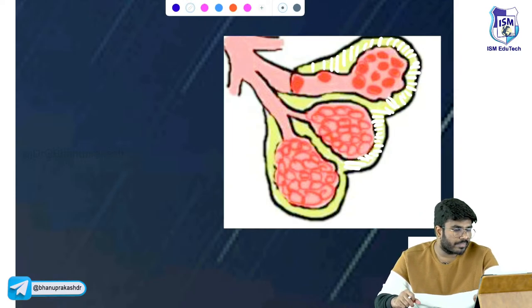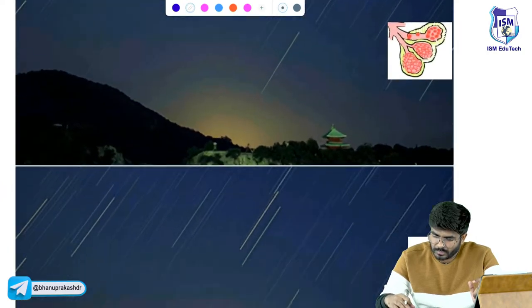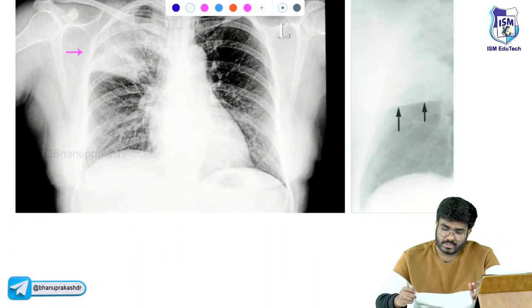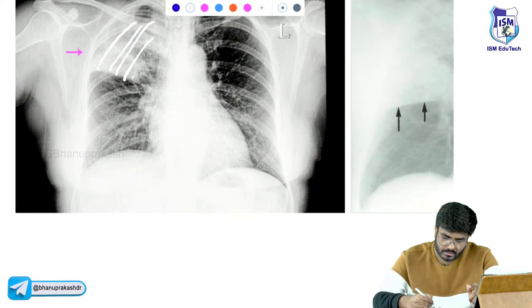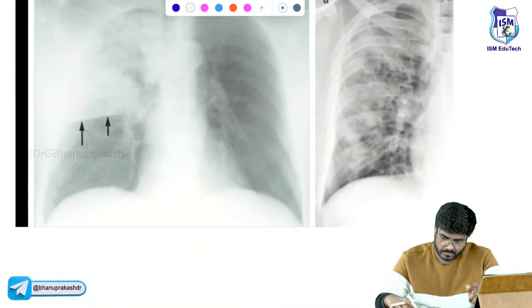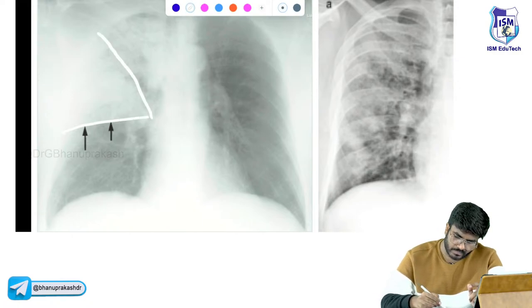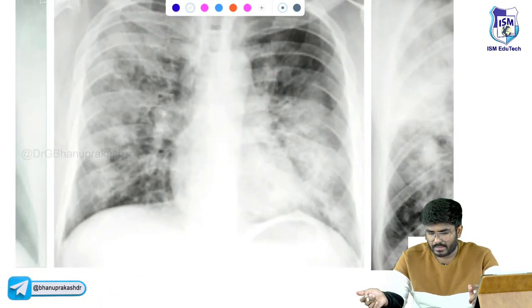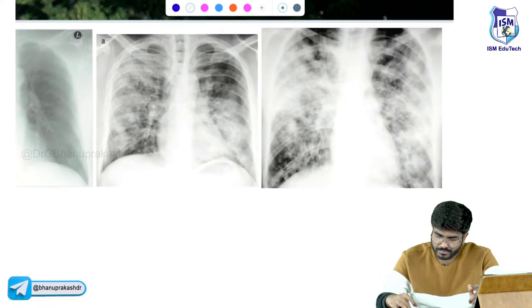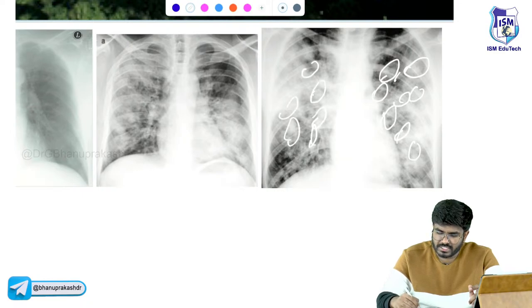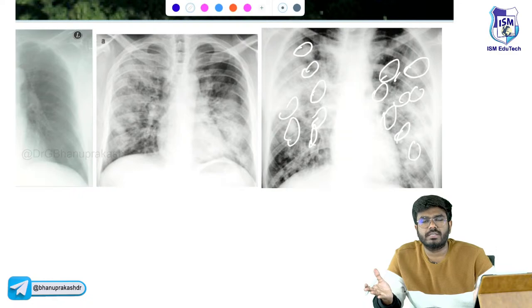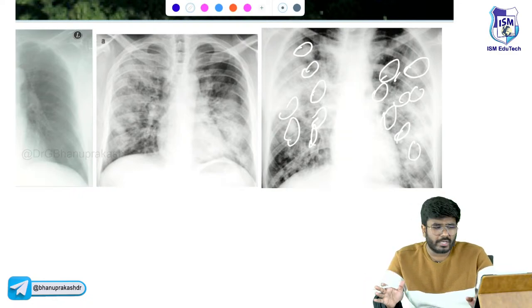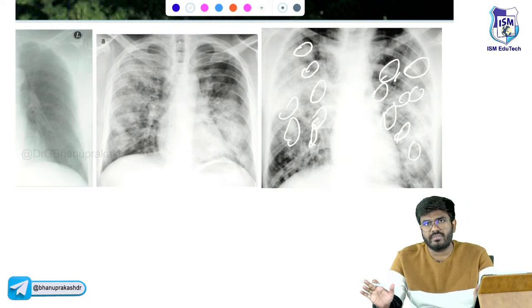Lobar pneumonia and bronchopneumonia. In lobar pneumonia, one lobe is going to be affected. So, image-based questions are important. Now, look here. Lobe gone, consolidated, white color. So, lobar pneumonia. Here also, what can you see? This lobe is affected, lobar pneumonia. What is this? Bronchopneumonia, sir. It's a patchy involvement. You can easily differentiate whether it's lobar or bronchopneumonia. But remember, both lobar pneumonia and bronchopneumonia are examples of typical pneumonia.